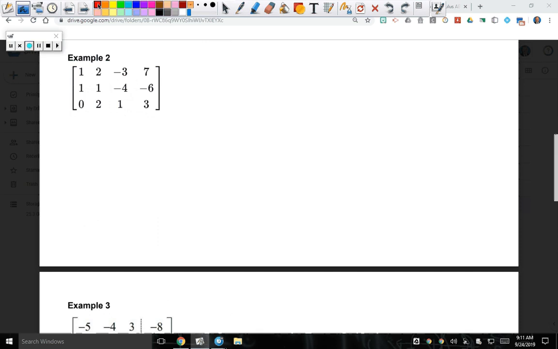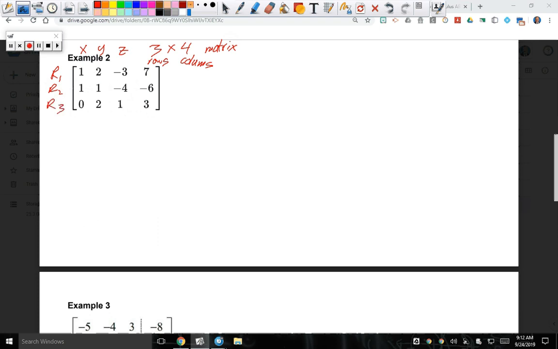What's the dimensions of the matrix that I have? 3 by 4. This is a 3 by 4 matrix. That means I have 3 rows and 4 columns. How many variables do I have? 3. X, Y, and Z. You with me? Here we go. Row 1, row 2, and row 3.